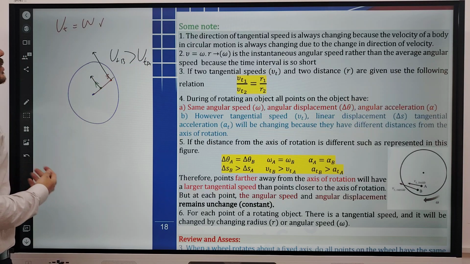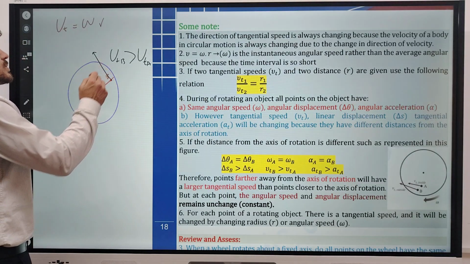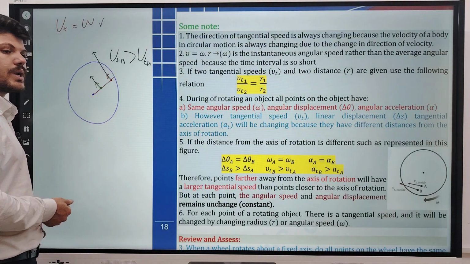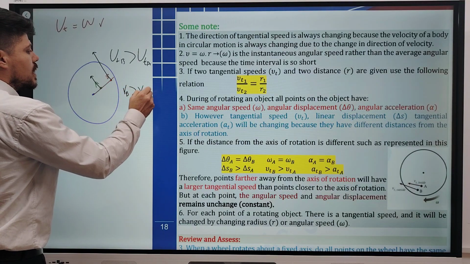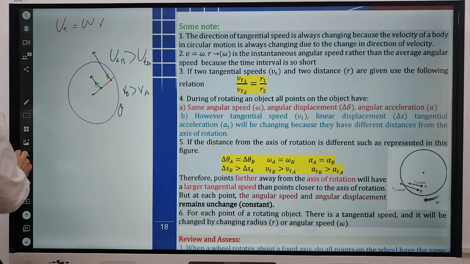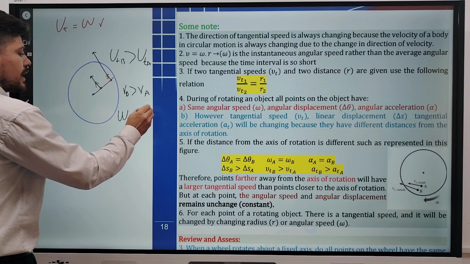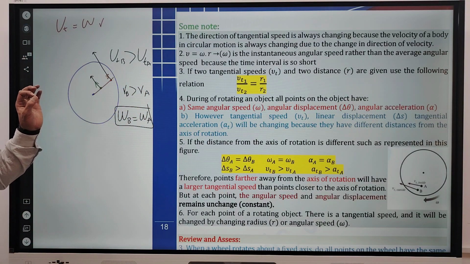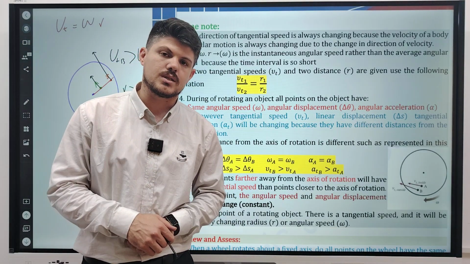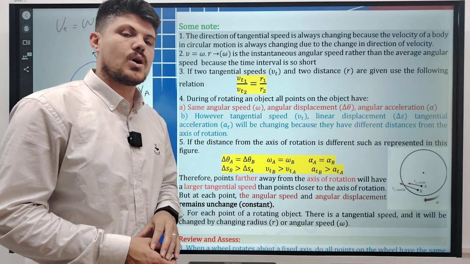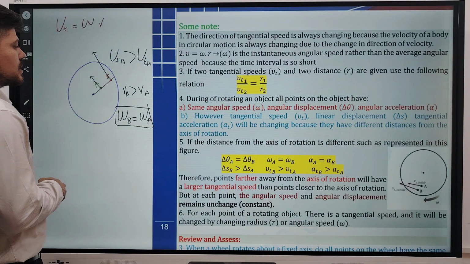Why? Because both objects have a different angular speed? No. The two objects have the same angular speed, but different radius. Different what? Different radius. Because Rb is bigger than Ra and omega B is equal to omega A. Why? Because the angular speed for every point on the rotating object doesn't change during the rotation. They have the same angular speed. We discussed it in a previous lesson.